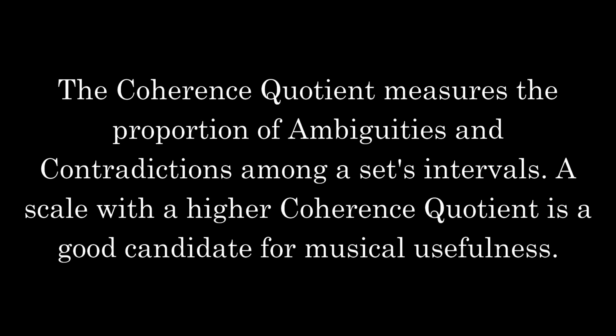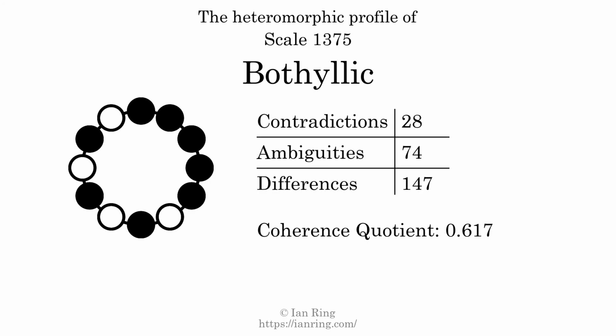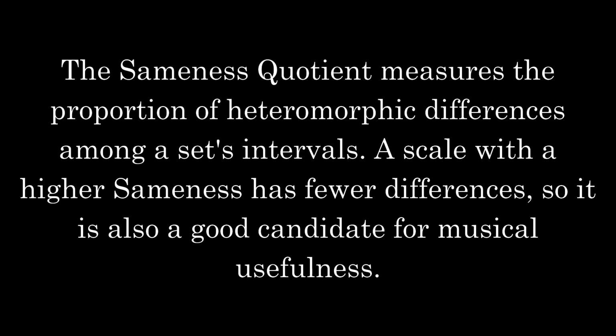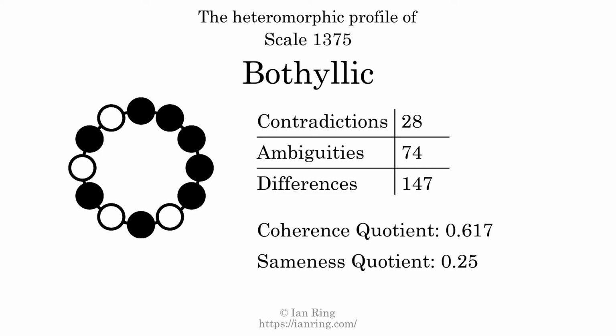The coherence quotient measures the proportion of ambiguities and contradictions among a set's intervals. A scale with a higher coherence quotient is a good candidate for musical usefulness. The coherence quotient is 0.617. The sameness quotient measures the proportion of heteromorphic differences among a set's intervals. A scale with a higher sameness has fewer differences, so it is also a good candidate for musical usefulness. The sameness quotient is 0.25.